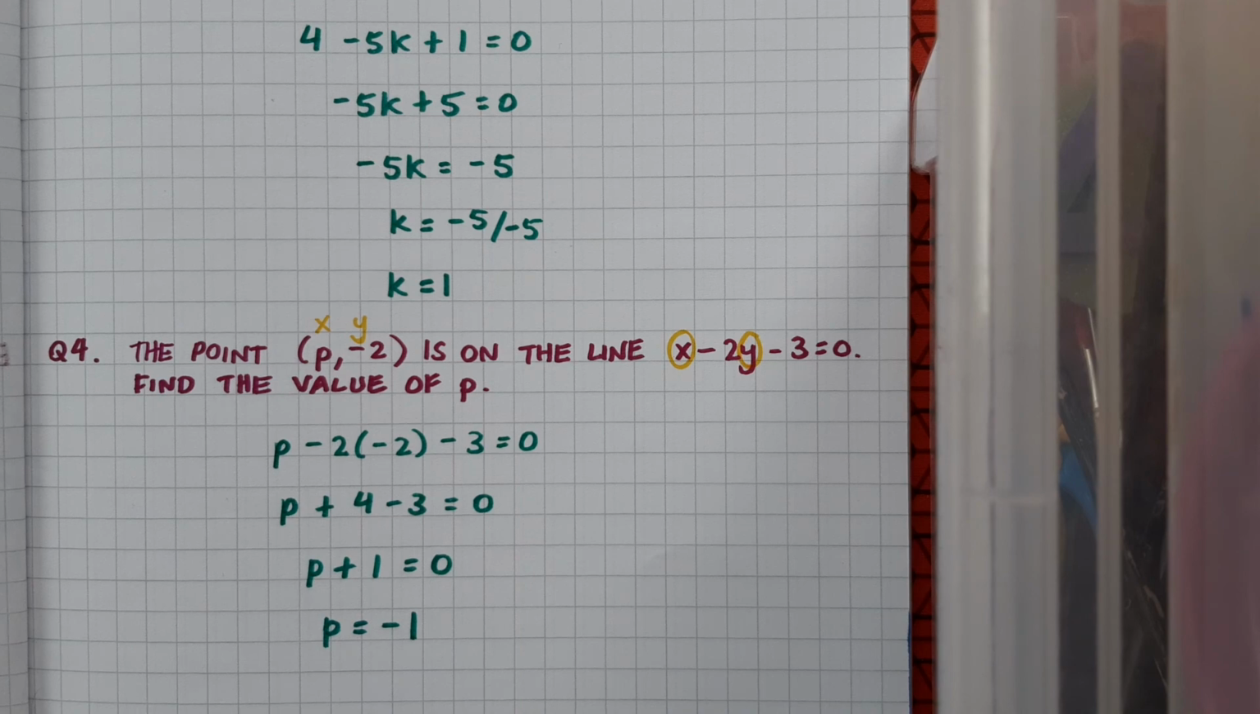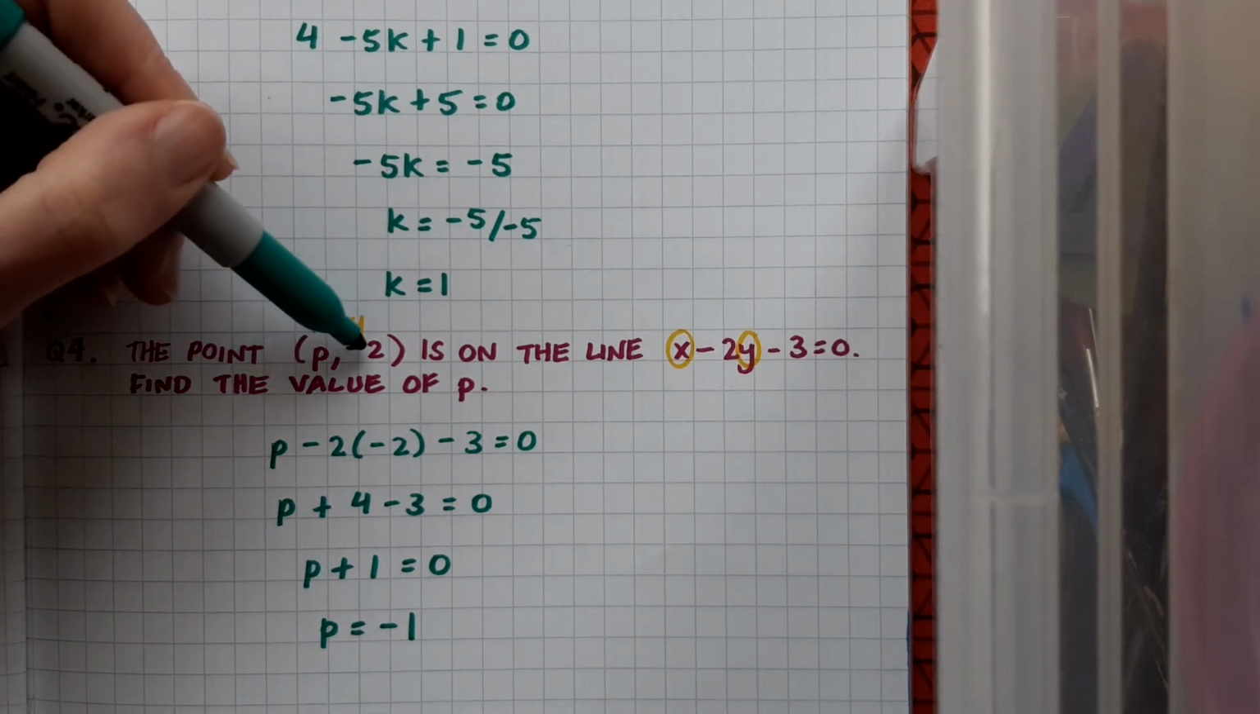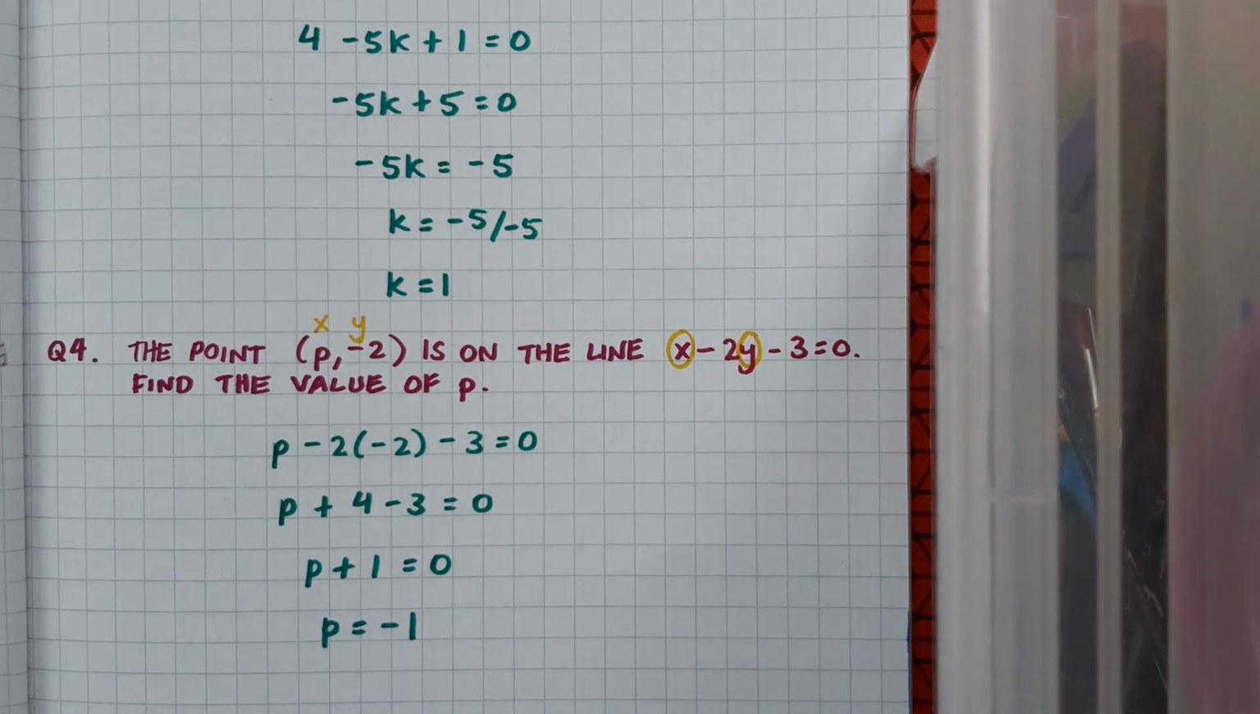And again, just to put that answer in context, that means that the point minus 1, minus 2 is on this line x minus 2y minus 3 equals 0.